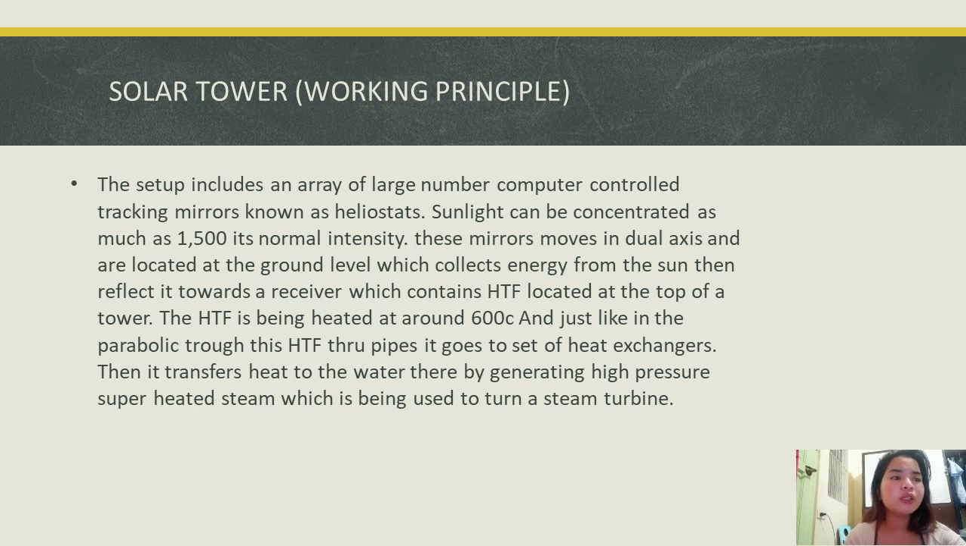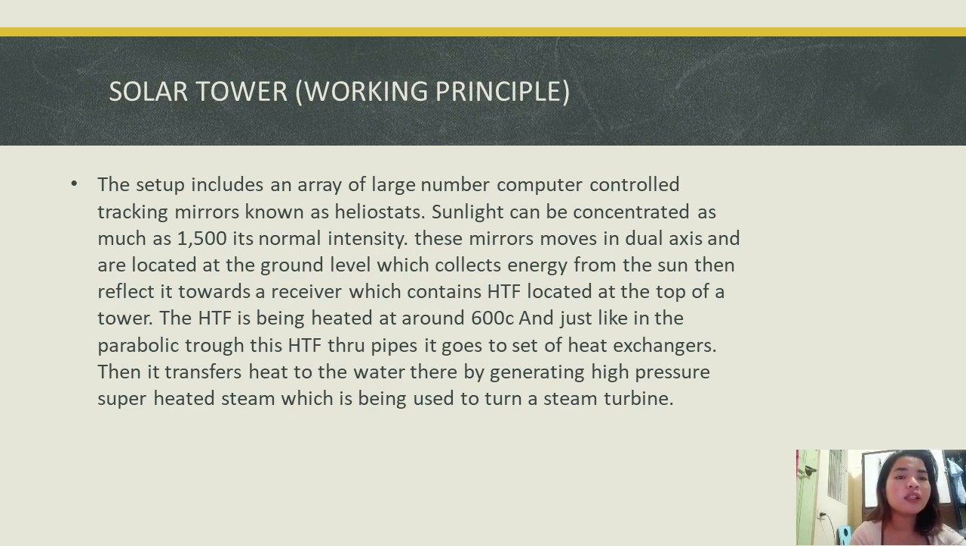Okay, solar tower. It is also a type of CSP. This setup includes an array of large numbers of computer-controlled sun-tracking mirrors known as heliostats. Sunlight can be concentrated as much as 1,500 times its normal intensity. These mirrors move in dual axis, which means they move north to south and west to east, and are located at ground level. They collect energy from the sun, then reflect it towards a receiver which contains HTF or heat transfer fluid.